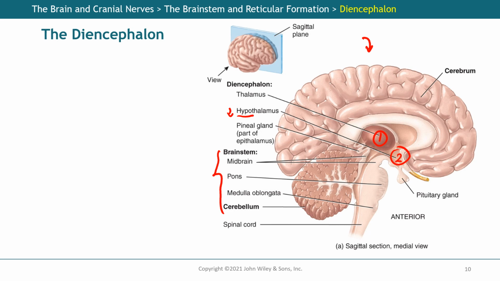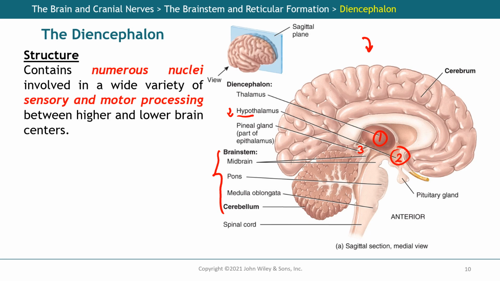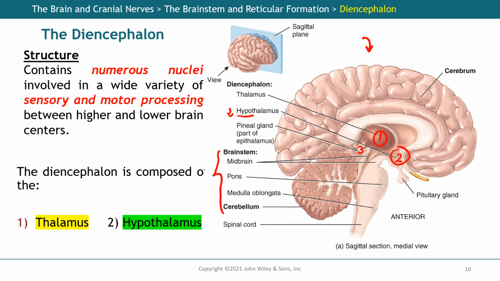And here, third, in this area you will find the pineal gland, and that is a part of the epithalamus. So remember, from a general perspective, there will be numerous nuclei, and we will cover all the sensory and motor processing of each one of these three components: the thalamus, the hypothalamus, and finally the epithalamus.